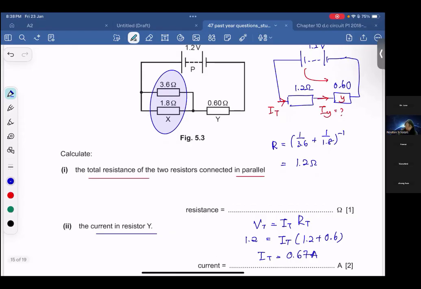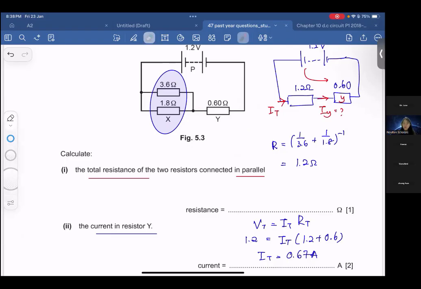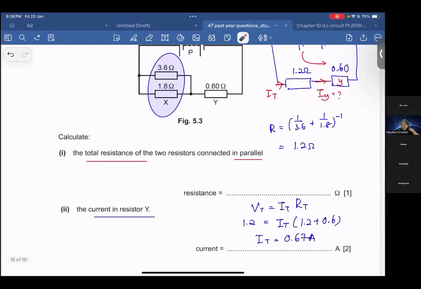Okay, let me think. What else? Dear teacher, why can we not just use Vy equals Iy Ry? I know this is 0.6, but do you know your voltage across Y? The problem is to calculate Iy. Since I cannot solve using this single part, we have to change it to consider the whole circuit. Okay, any question for this?